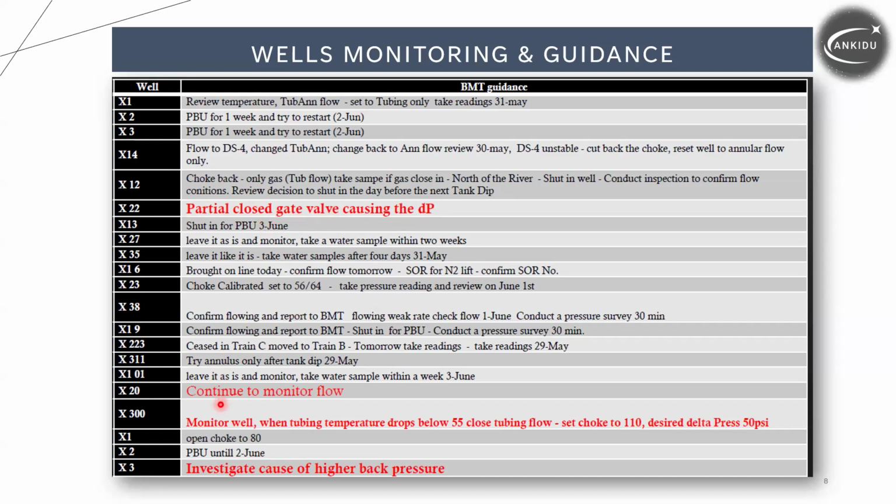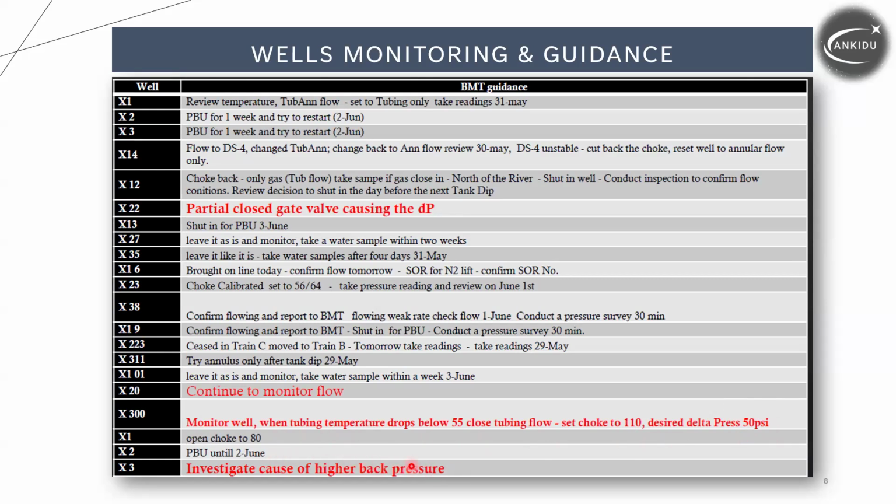Another example: continue to monitor flow. Why? Because we checked this well and the flow is not stable. So continue to monitor flow. This is another indication of why the well may be ceased. Monitor the well: when tubing temperature drops below this number, close tubing flow. Set the choke to this number, desired data pressure, 50 psi across the choke. Investigate the cause of higher back pressure.